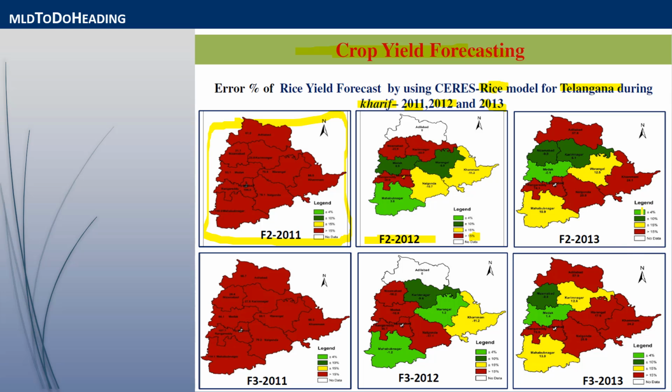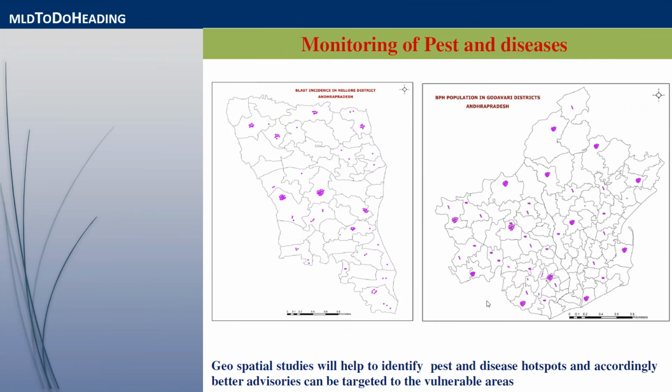Similarly, if we have previous data for the years 2011, 2012 and 13, we can project the estimate for upcoming years and see which region is best for a particular crop, say rice or wheat or corn, and choose that particular area where we get the maximum yield. And this kind of forecasting can be easily done with the help of geospatial technologies.